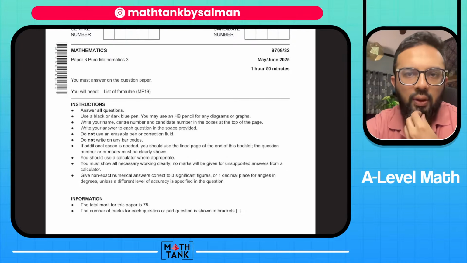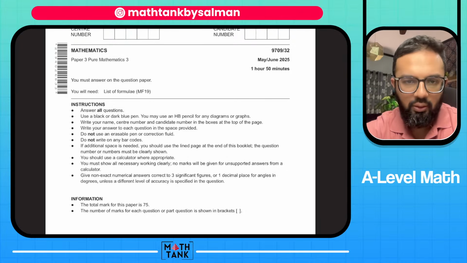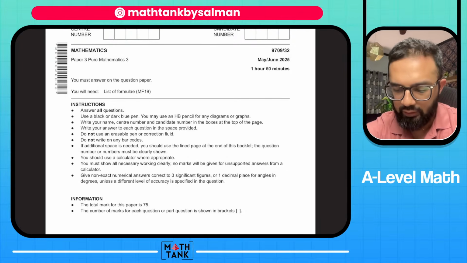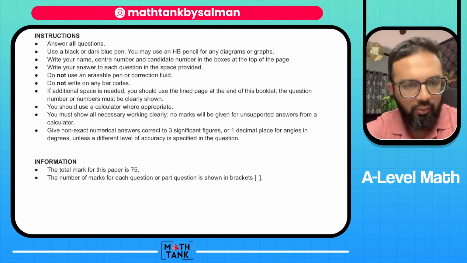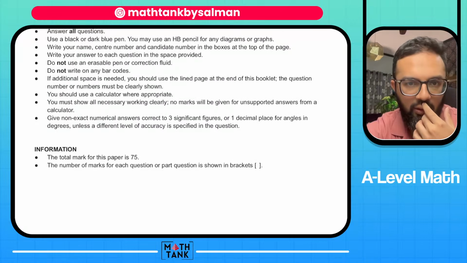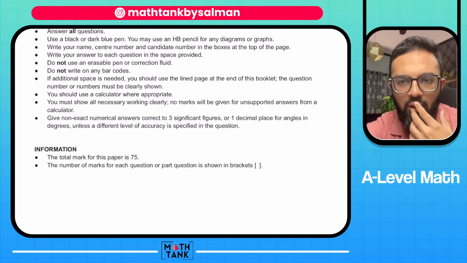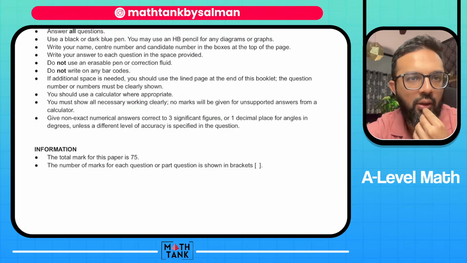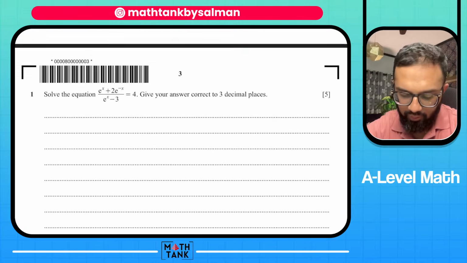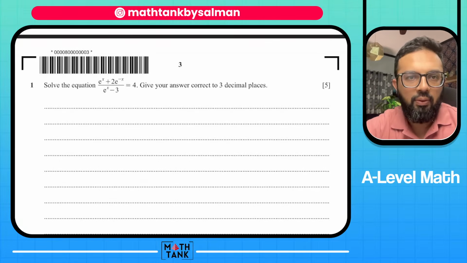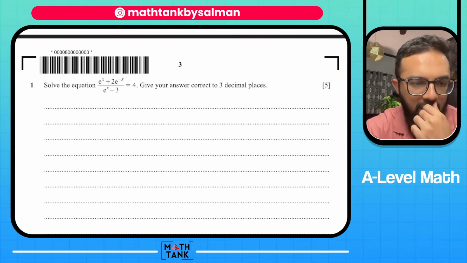Okay, so this is June 25 version 3.2. Let's start doing this. I think the title has an error, but fine. Fix that later. Yeah, okay. Starting with question number 1. This is e power x plus 2 e power minus x.